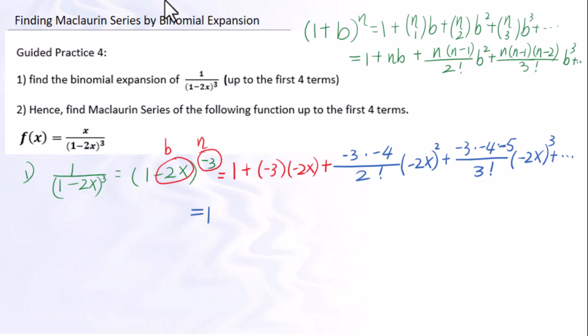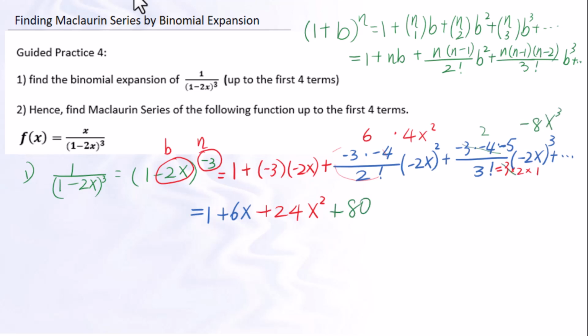Simplify: 1 plus 6x plus 24x squared. 3 factorial is 3 times 2 times 1. Then reduce: 80x to the third power, and so on.